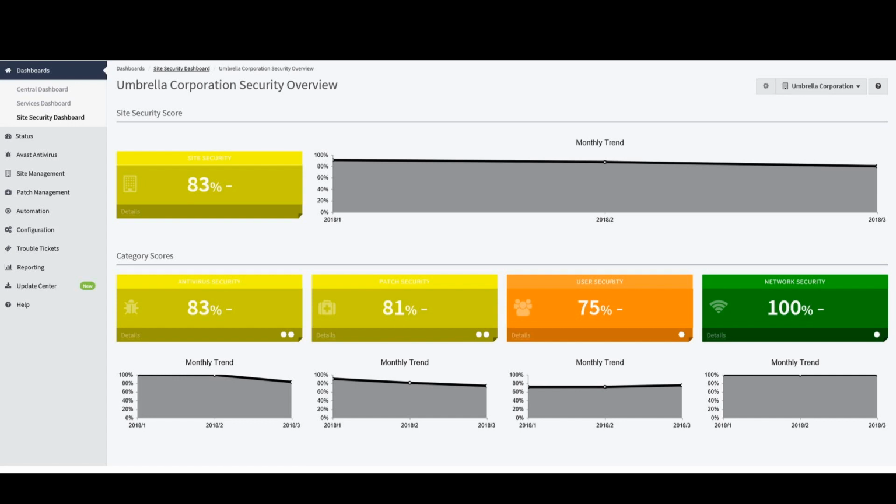The history is displayed in a visual format, such as a graph next to each security category on each of the security dashboards. This will allow you to customize the length of time that the graphs cover, as well as whether the history is tracked in days, weeks, or months.